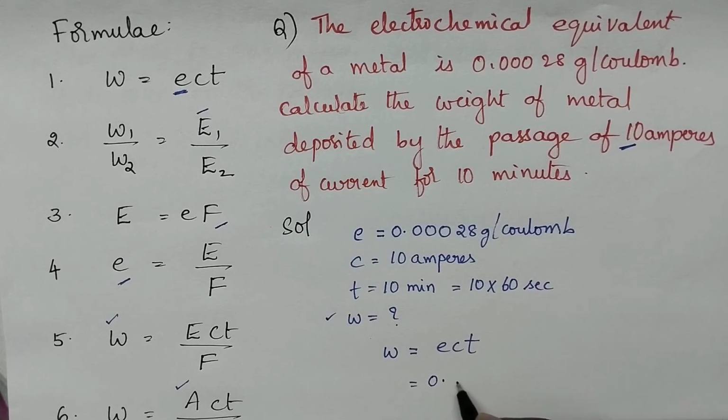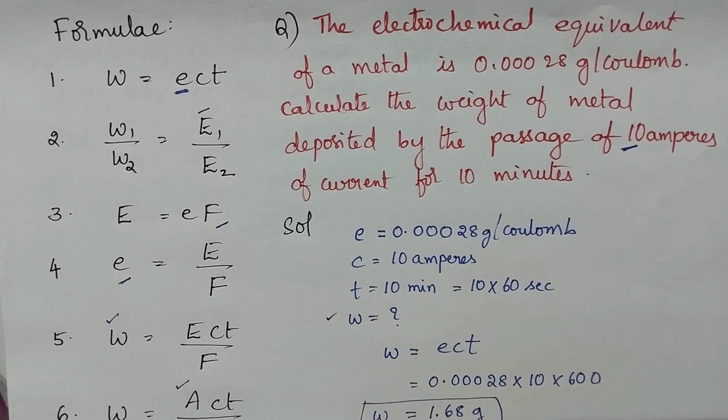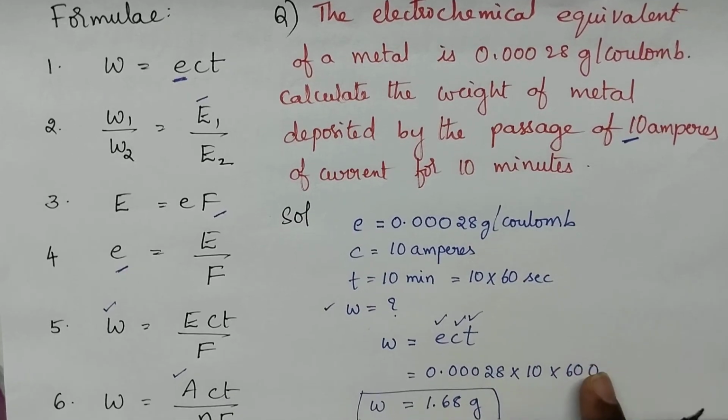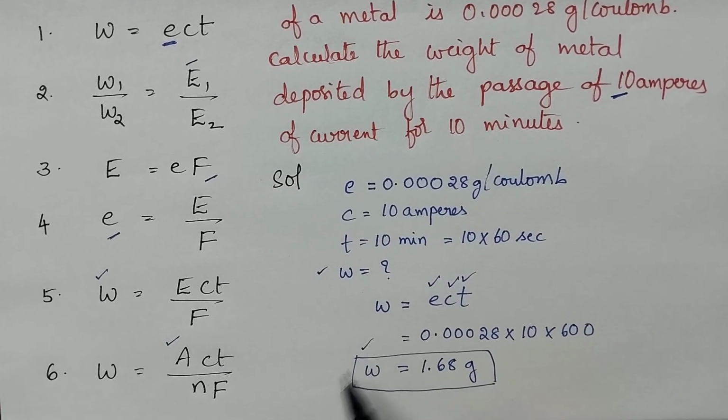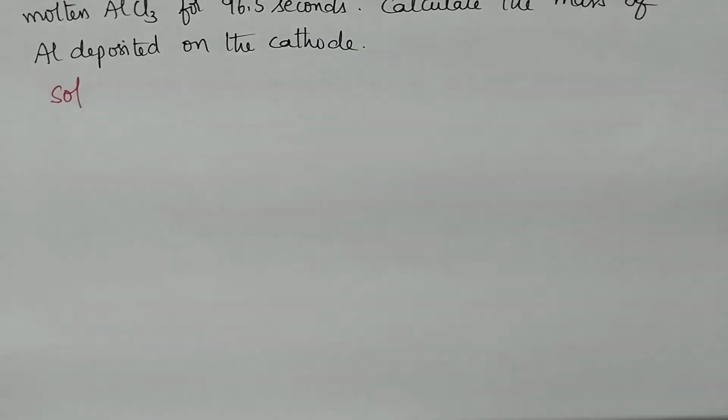So let us substitute the values. What is the value of E? 0.00028. C is 10. T is 600. And what is the value of W, students? That is 1.68 grams. Is it clear, students? So by knowing the values of small e, c, t, it is possible to calculate the weight of the substance deposited at an electrode. Let us move on to the other problems.